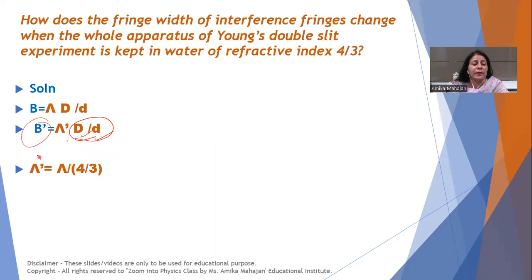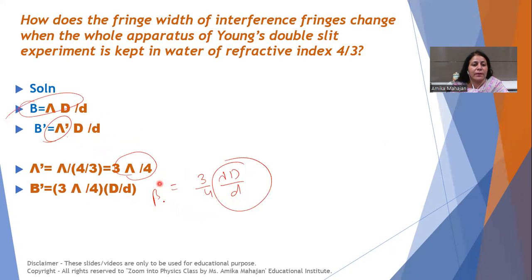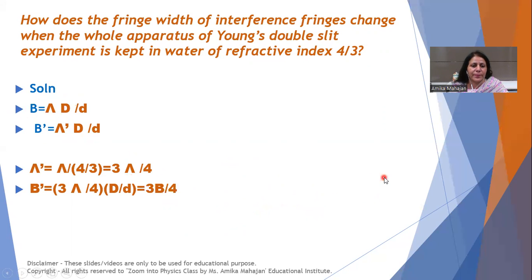So when I put lambda dash in this, what do I get? 3/4 into lambda. Put this value here. It comes to be 3/4 lambda D by d. What is lambda D by d? Already the initial fringe width. So beta dash will be 3/4 times beta, or you can say beta by 4/3 or beta by n. So fringe width will decrease. It will become 3 beta by 4 now.